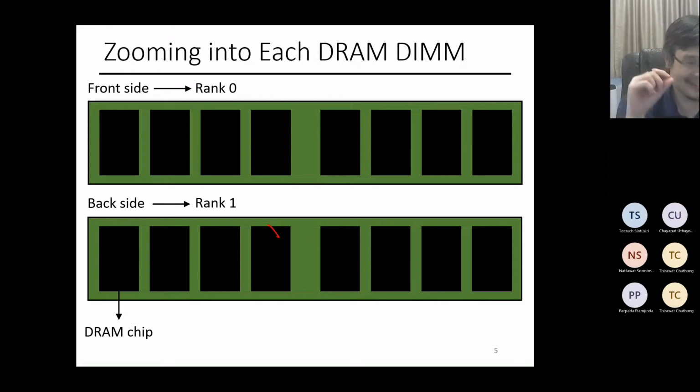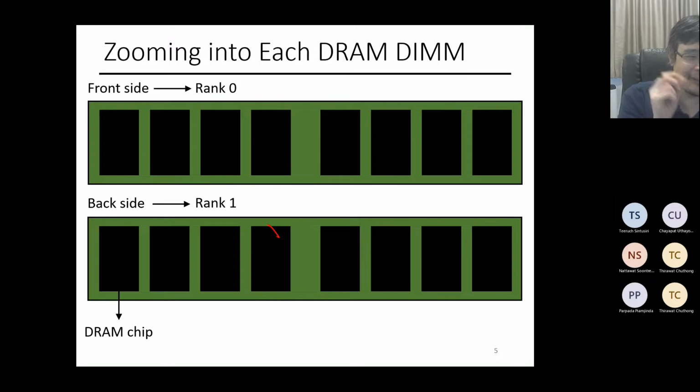And then the black thing that you saw is an actual chip, right? And most of the time, if you buy a normal DRAM, the one not designed for server or anything, you will see that usually there are 8 chips in them. These are actual DRAM chips.